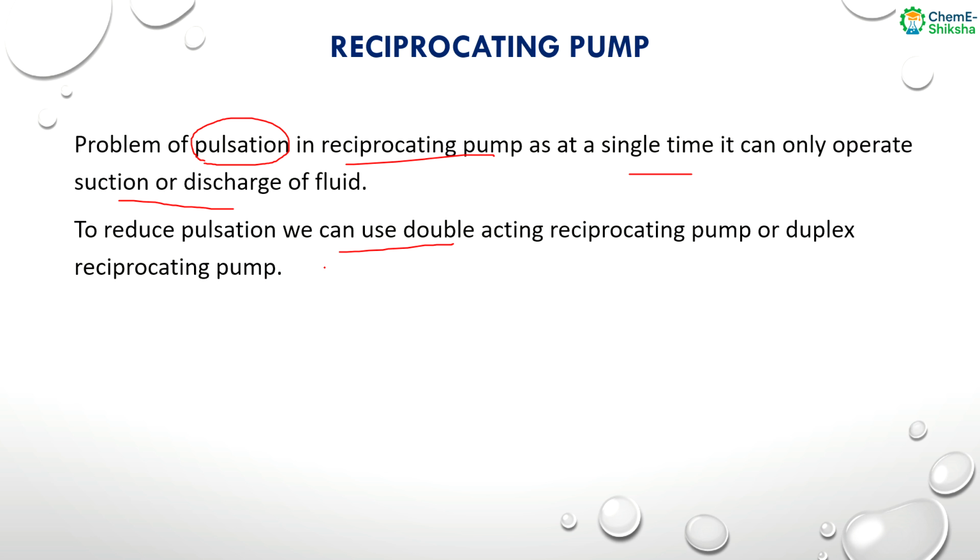But in the case of a double acting reciprocating pump, at a single time, in one part there will be a suction stroke, in another part there will be a discharge stroke, and at the next time the opposite thing will occur. So this back and forth motion of the piston or the plunger will not cause any pressure fluctuation inside the fluid. So in the case of a double acting or duplex reciprocating pump, this pulsation problem is not there. But in the case of a single acting reciprocating pump, there is a problem of pulsation.